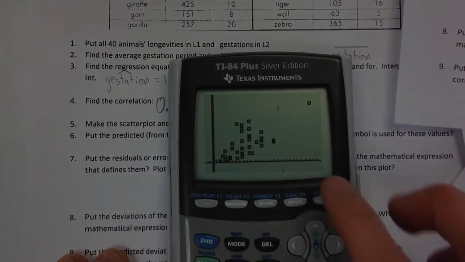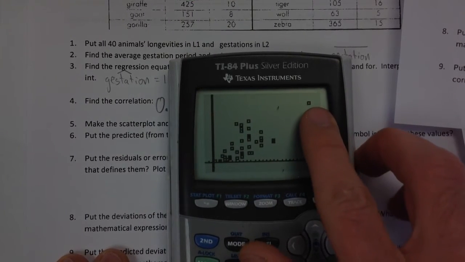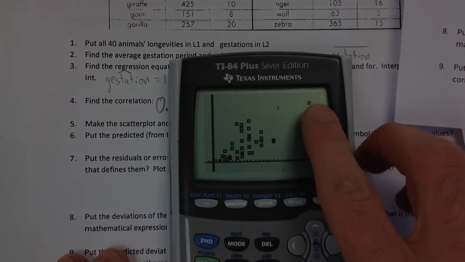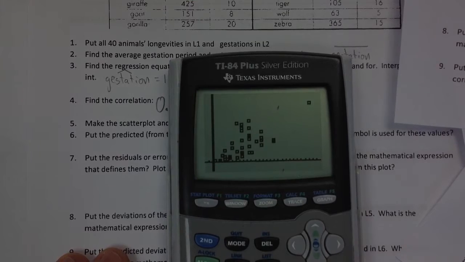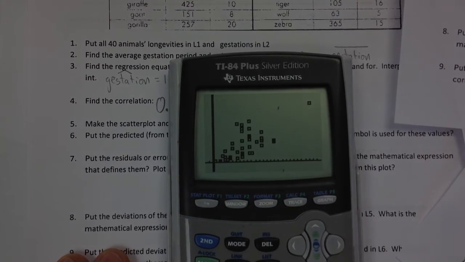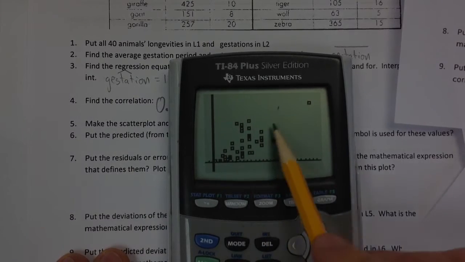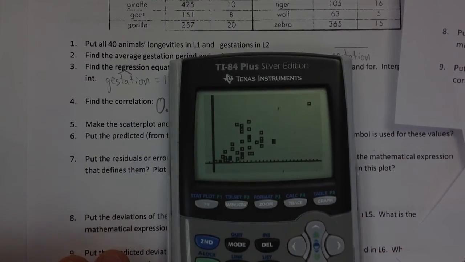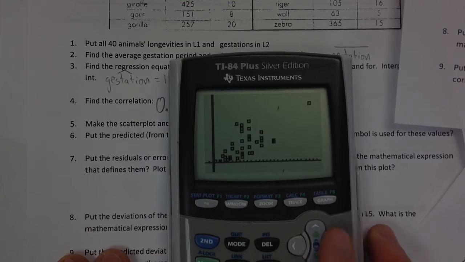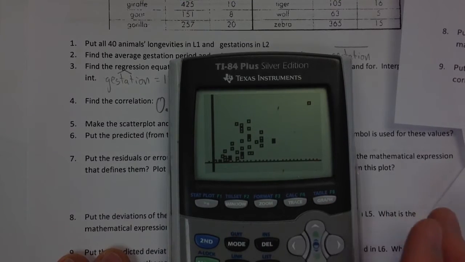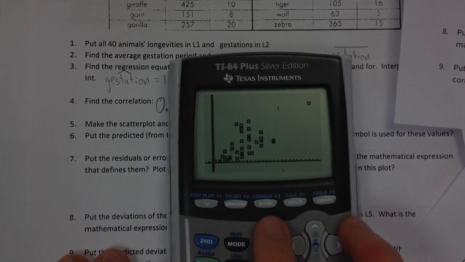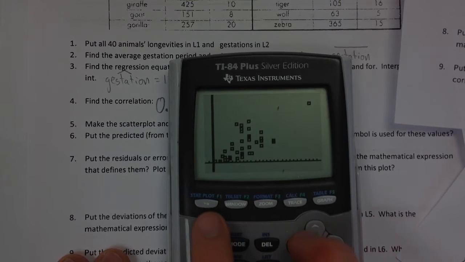Okay, so as you can see, we have a positive trend. A very evident outlier here. And it's hard to be certain about linearity because there's so much scatter. But a general positive relationship is evident there. Now, to put the regression equation on, there's two ways that you can do this. One way is the manual way. I'll show you that first.